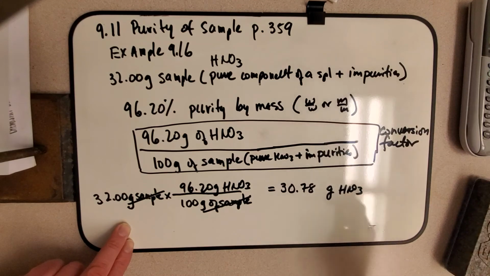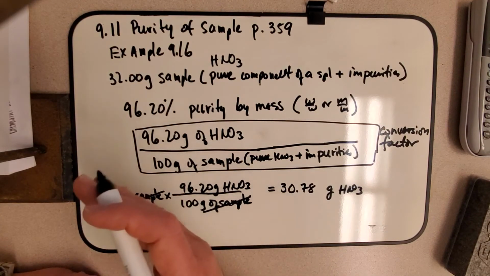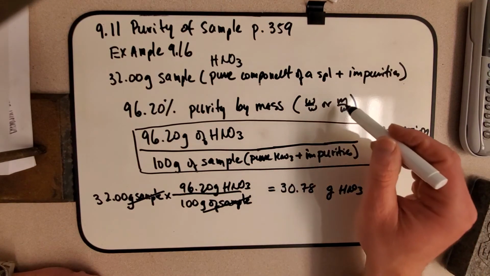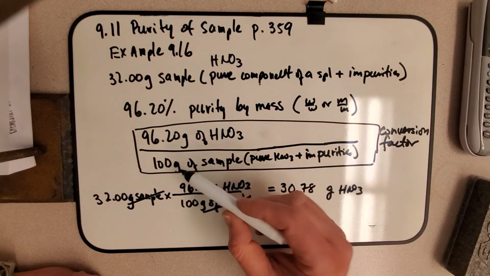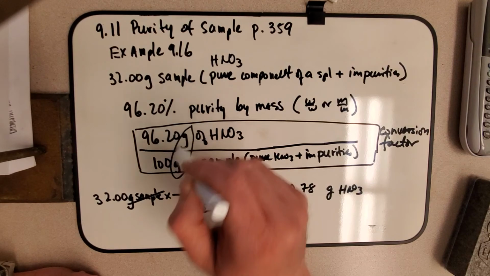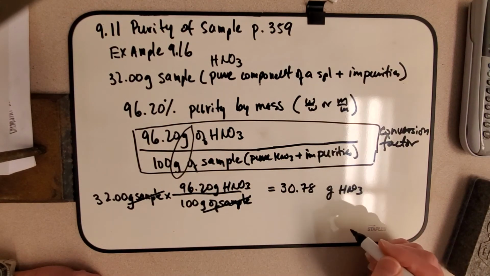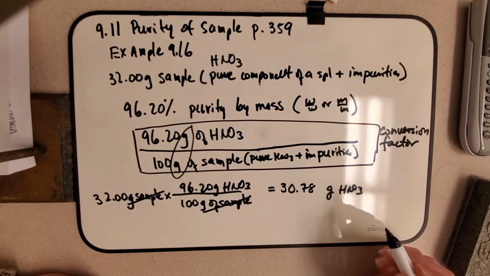Okay, awesome. So in the impure sample, 32 grams of that sample contains HNO3 and some impurities, and we were able to figure it out based on the percent of purity by mass in the sample. Remember, by mass means mass by mass, or in this case, grams over grams. So we were able to figure out how much pure HNO3 is in 32 grams of the sample. Our next question, B, is asking the mass in grams of impurities present.